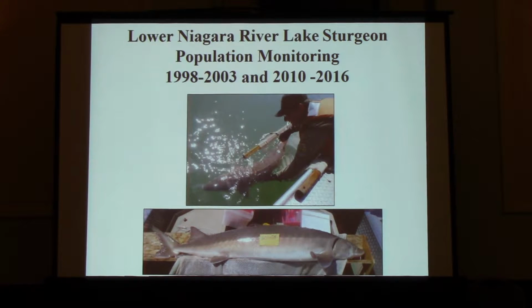We have 3 of the early samplers in the room today. Tom, Emily, and Scott all worked on this project back in 1998 to 2003. And then there was a period where there was not much sampling done, and once the Great Lakes Restoration Initiative provided extra funding, we were able to build capacity and start the program up again in 2010. And we've been sampling there ever since.